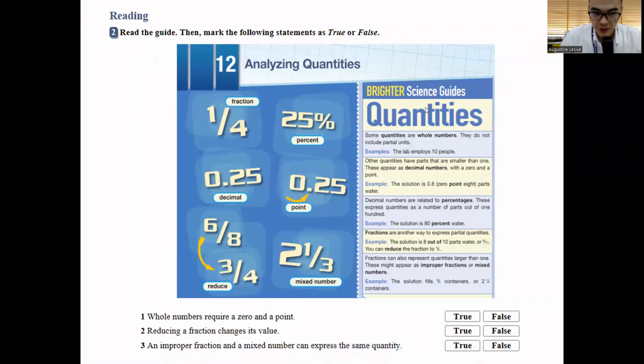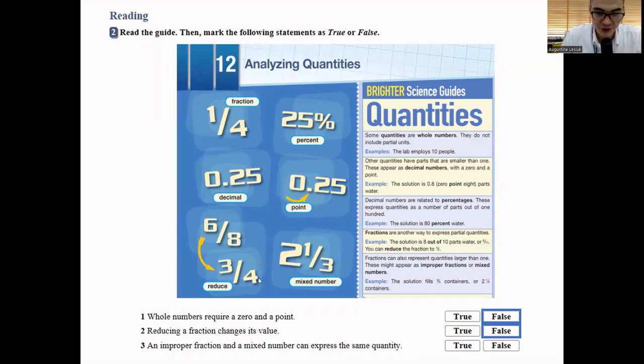Here are the answers. For the first one, whole numbers require a 0 and a point. The answer to this one is false. Whole numbers do not require decimals, specifically points. Next, reducing a fraction changes its value. The answer to this one is false. As shown in the passage, we have the example of 8 over 10. Reducing it to 4 over 5 is still the same value. So 4 over 5 is the same value as 8 over 10.